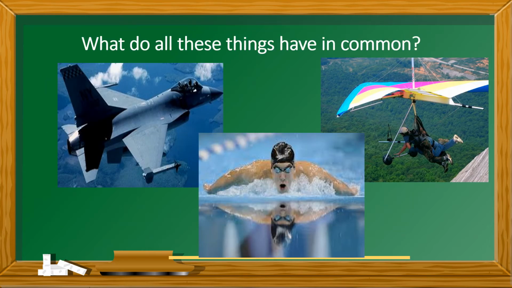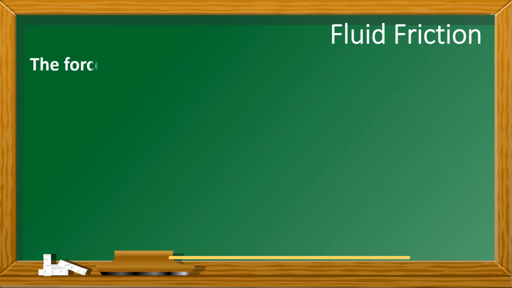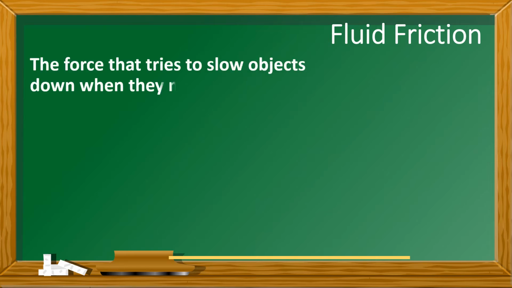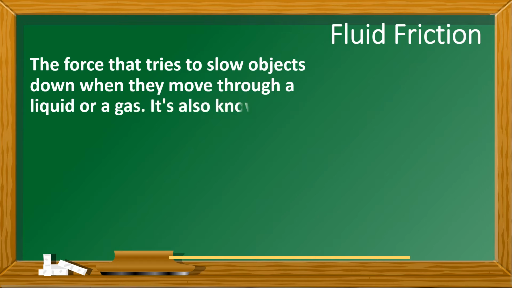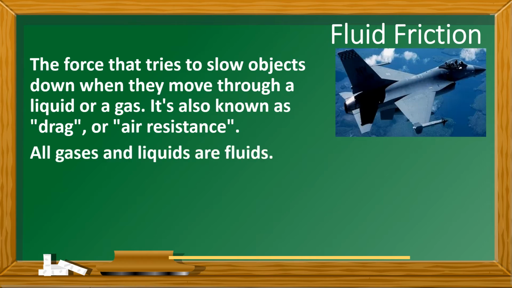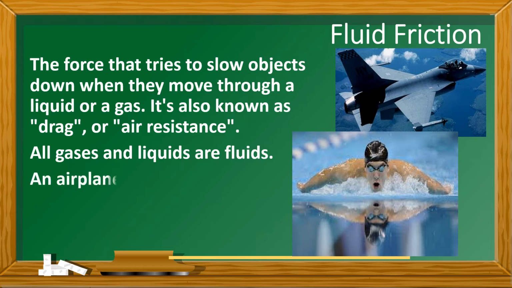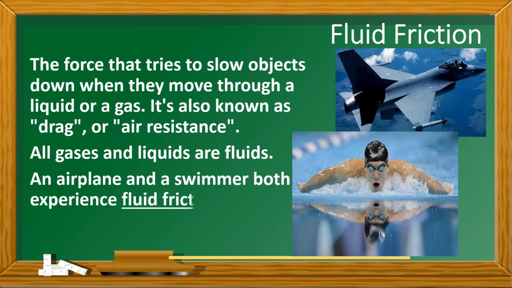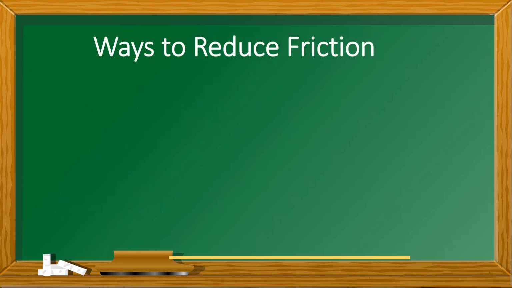So by looking at these three illustrations, what do all these things have in common? We have an airplane, a paraglider, and a swimmer. So these things all possess fluid friction. It is the force that tries to slow objects down when they move through a liquid or gas. It is also known as drag or air resistance. So all gases and liquids are fluids. Therefore, an airplane or a swimmer both experience fluid friction.